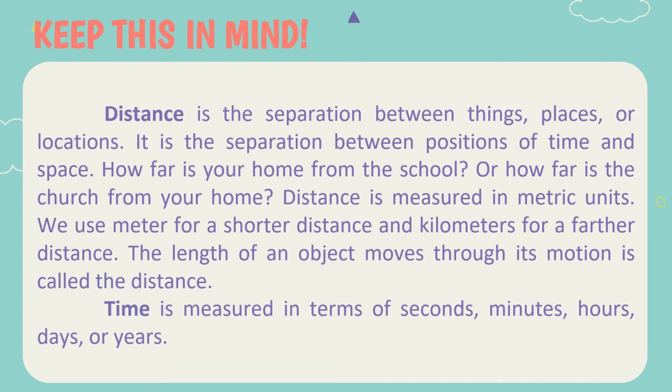Distance is the separation between things, places, or locations. It is the separation between positions of time and space. How far is your home from the school? Or how far is the church from your home? Distance is measured in metric units. We use meter for a shorter distance and kilometers for a farther distance. The length of an object moves through its motion is called the distance. Time is measured in terms of seconds, minutes, hours, days, or years.